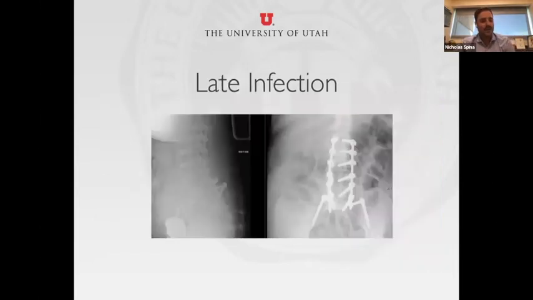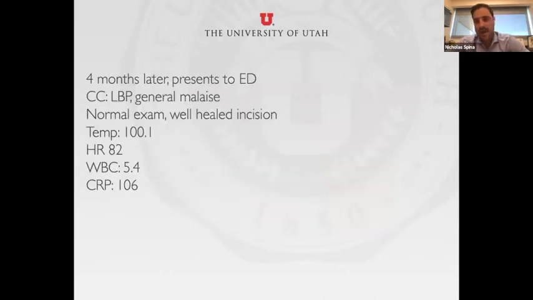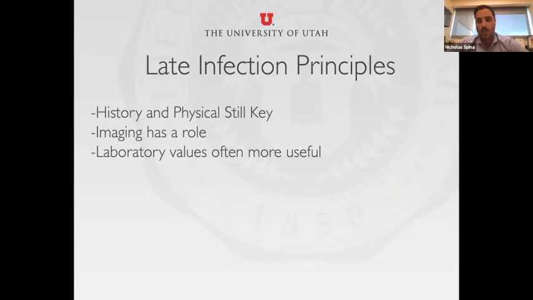So then we come back to our case. This was that L1 through S1 spinal fusion and decompression with iliac fixation. And this brings us to late infection because 4 months later, this patient came back, presented to the ED complaining of low back pain, general malaise, a lot of constitutional symptoms. When we examined them, they had a normal exam, a well-healed incision. There wasn't anything concerning such as redness or frank drainage. Temp was borderline febrile at 100.1, heart rate was 82, white count normal, but that CRP is really, really elevated. And so, obviously, we're worried about infection.